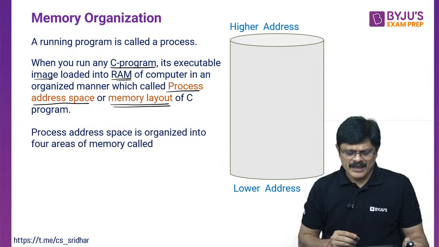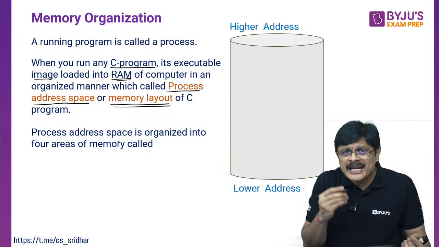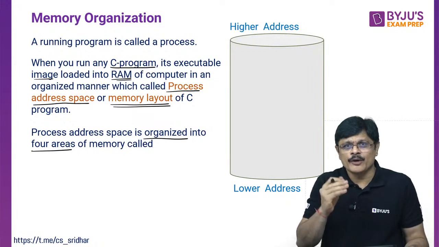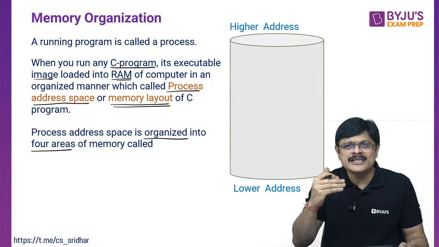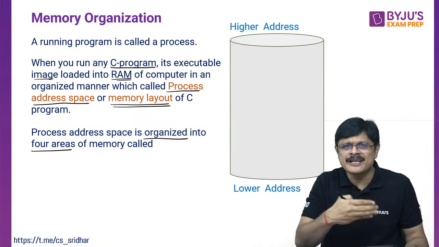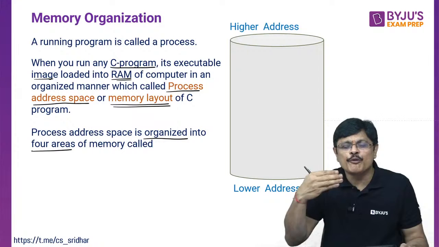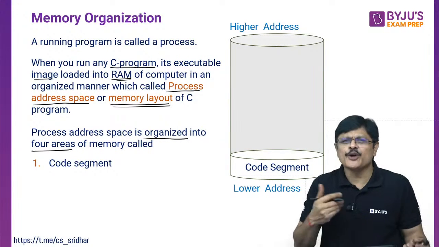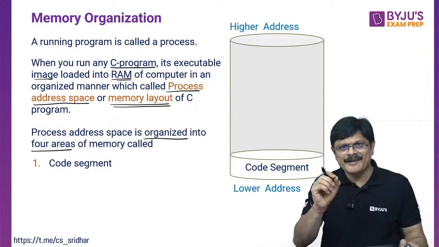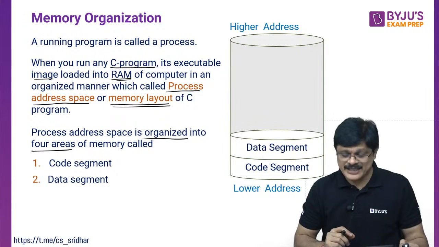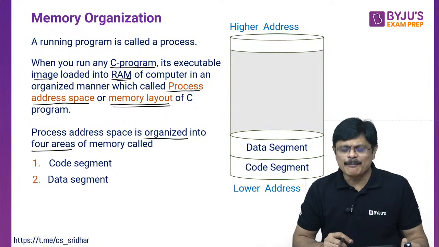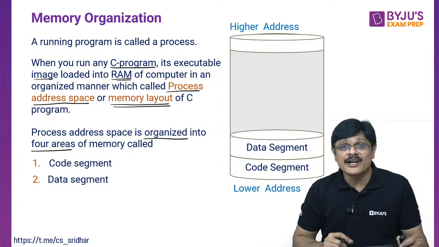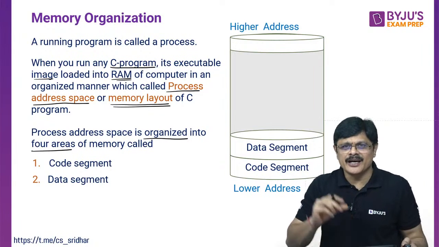The process address space or memory layout is organized into 4 areas of memory. This executable image will typically be divided into 4 areas. The first one is called the code segment, where your code is stored. We'll discuss each one in detail. The second one is the data segment. And there is some more space where we store environment variables and command line arguments.